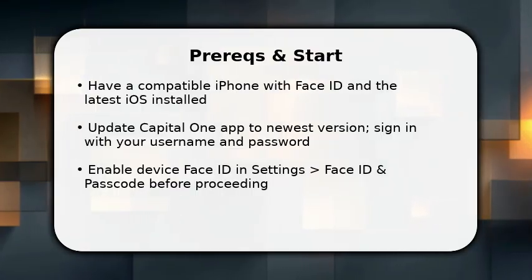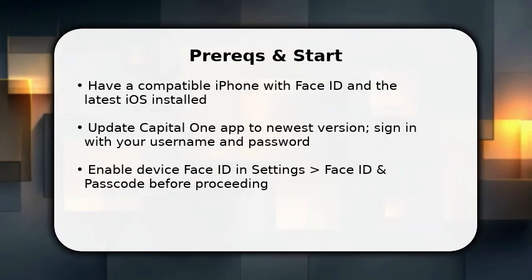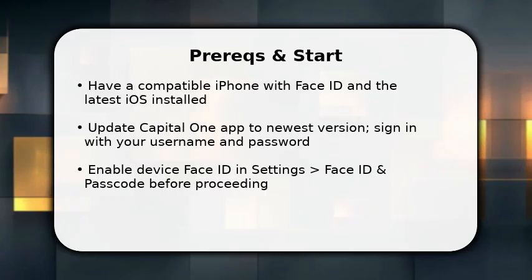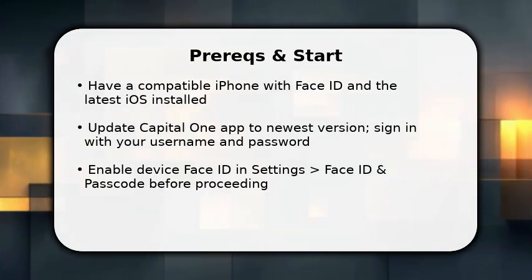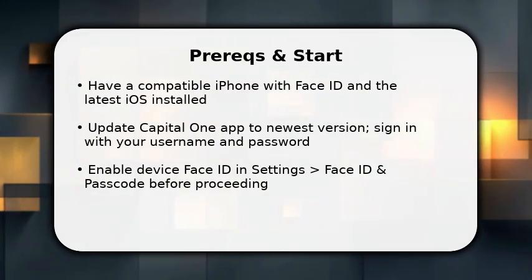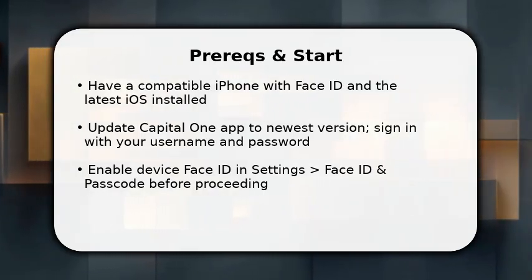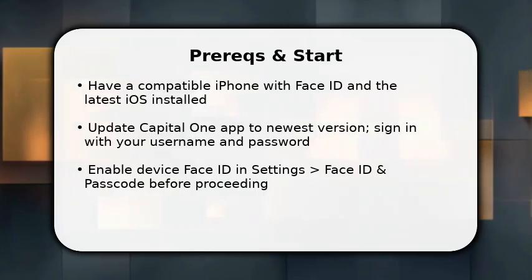You'll begin by confirming prerequisites. Make sure your iPhone supports Face ID and iOS is up to date. Once done, open the App Store and update Capital One, then sign in. Next, go to Settings and verify Face ID is enabled for apps. This ensures the app can request the biometric.